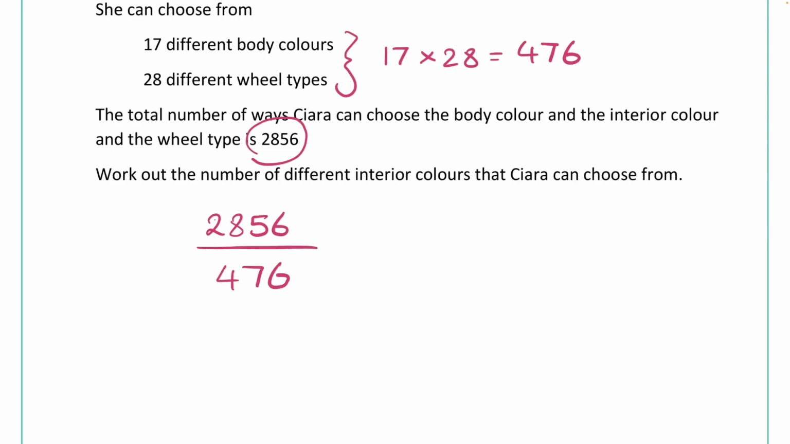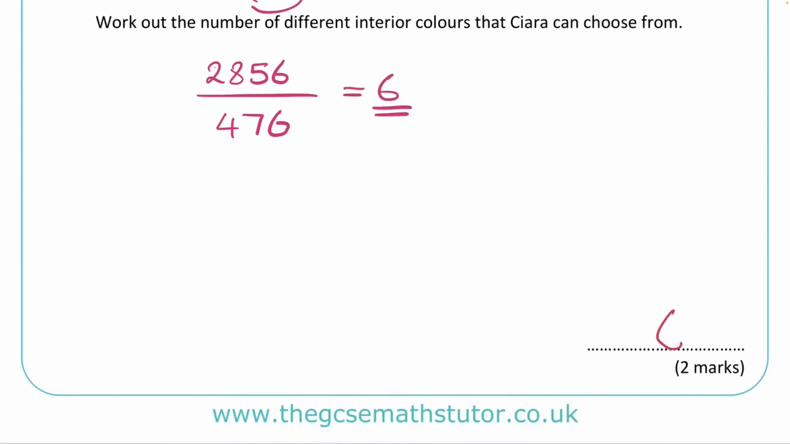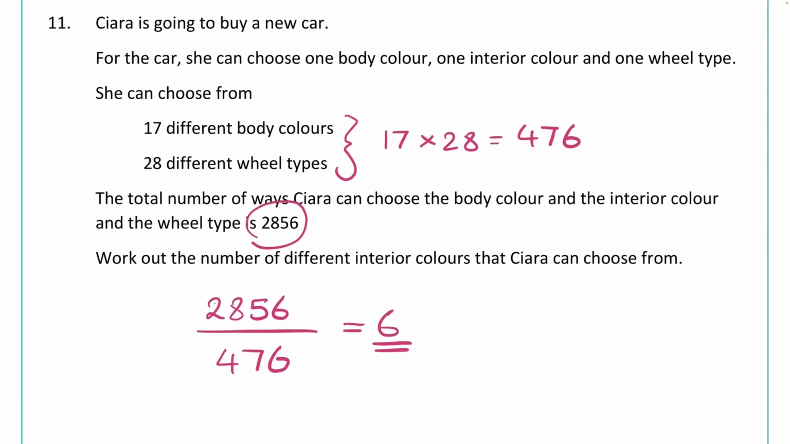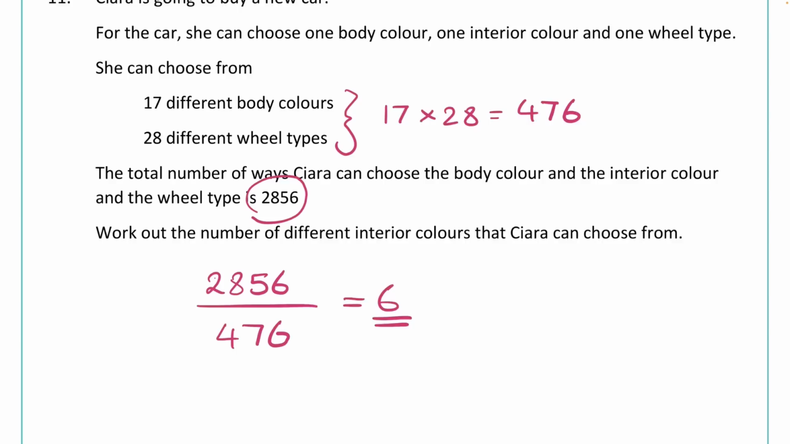And if we type that into the calculator, we get a final answer of 6. So our answer would be 6. There would have to be 6 different interior colours in order to ensure that we can hit that total of 2,856 different combinations. Okay, so there we go.